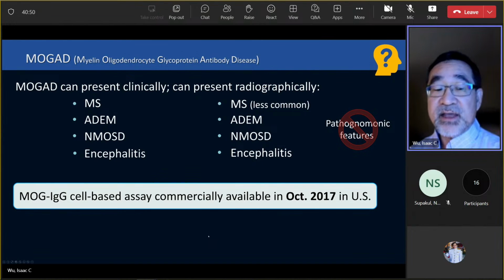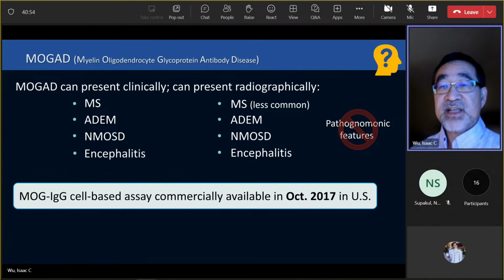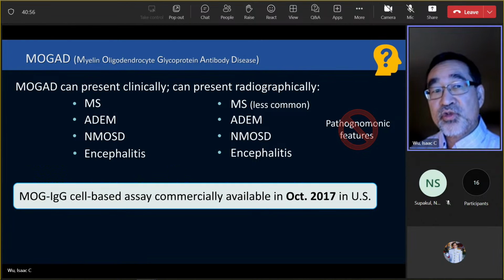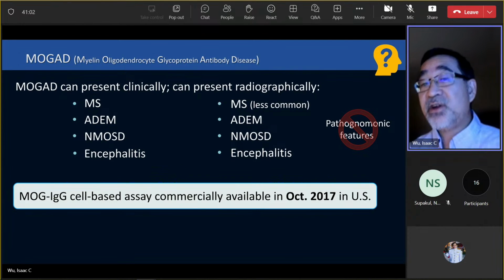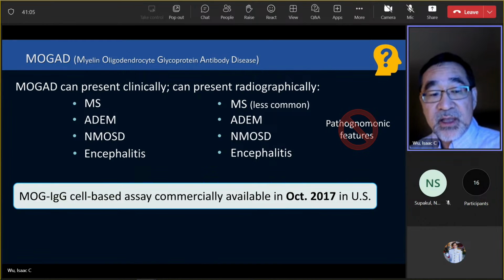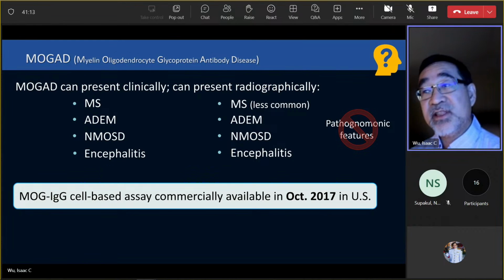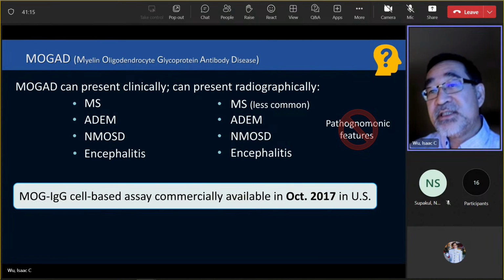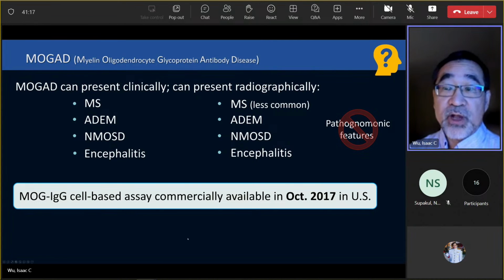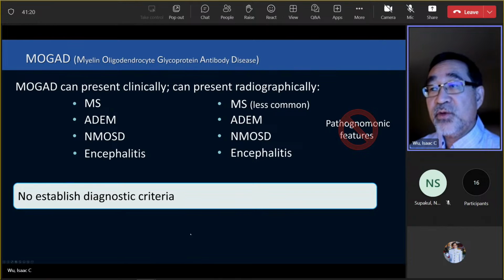Another thing I remember: the first time I gave this lecture, 2 years ago, maybe last year at the noon conference, several residents came up to me and said they had never heard of this before. It's understandable, right? I didn't know about this 5 years ago either. For one thing, the assay was not commercially available until 2017. So this is also something relatively new, at least for radiologists.